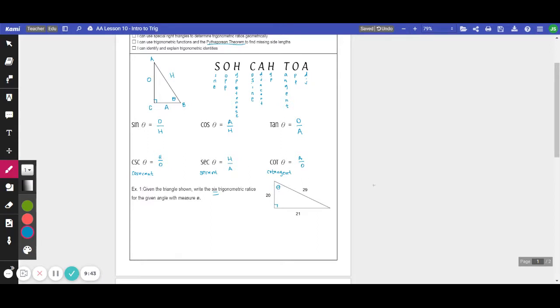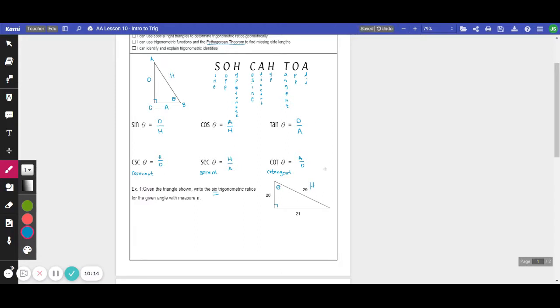Okay. So first thing is draw your triangle. We got that. They already gave us that. Step 2 is to label each of your sides. So the labels always depend on your angle. Here's your angle up here. This theta is our angle. 29 is the hypotenuse regardless because it's the longest side, right? 29, 21, 20. 29 is the longest, so that's the hypotenuse.